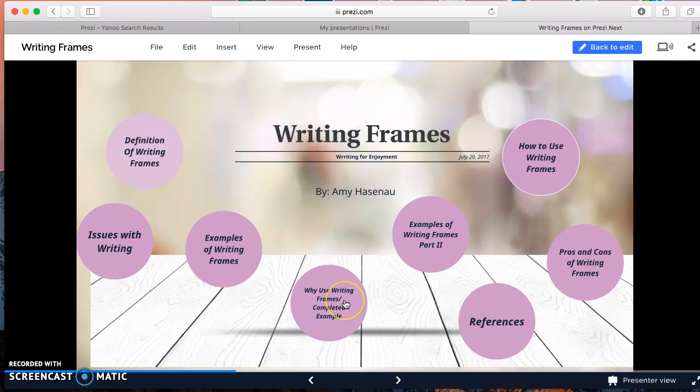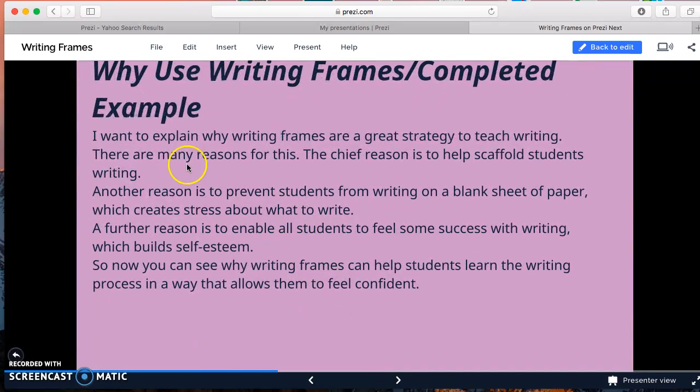Okay, and I actually used that particular writing frame to validate my point as to why teachers should use writing frames. "I want to explain why writing frames are a great strategy to teach writing. There are many reasons for this. The chief reason is to help scaffold students' writing. Another reason is to prevent students from writing on a blank sheet of paper, which creates stress about what to write. A further reason is to enable all students to feel some success with writing, which builds self-esteem.